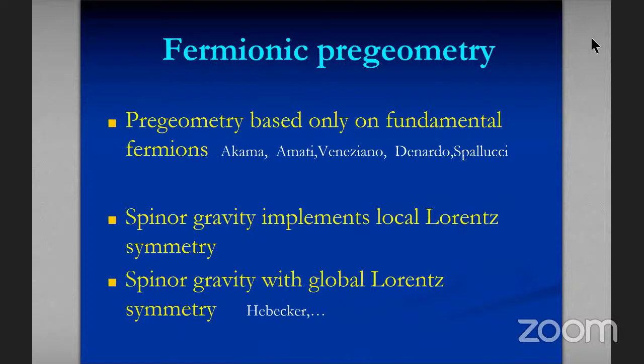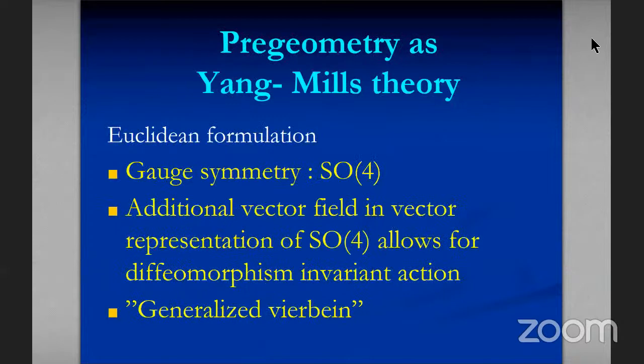So pregeometry is actually a quite old idea. I think it was first proposed by Akama based on a purely fermionic theory. At this time, it was not possible really to have Lorentz symmetry. I worked a little later on it, and I think by now in spinor gravity, you can implement local Lorentz symmetry. But on the technical side, it's still not so easy. It's a multi-fermion interaction. And to make sense out of it, the methods have to be developed. So what I propose to you today is something a bit intermediate, next slide, namely pregeometry as Yang-Mills theory.